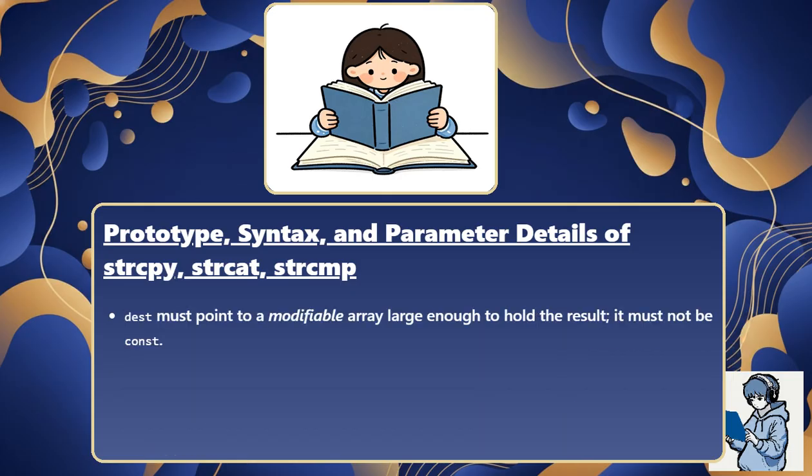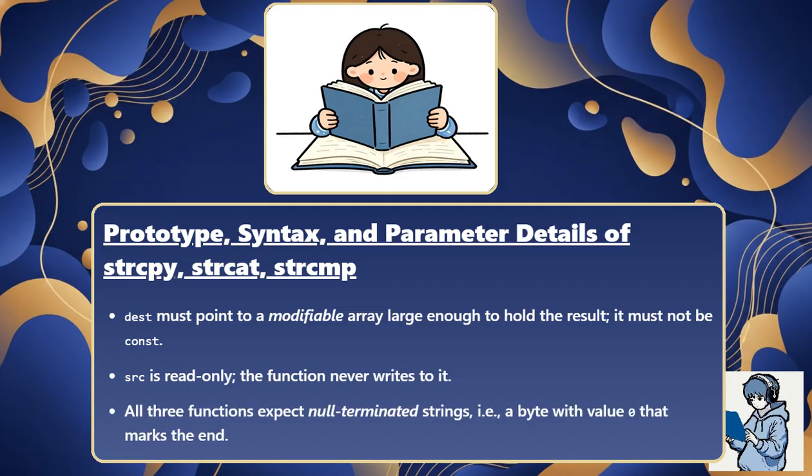dest must point to a modifiable array large enough to hold the result. It must not be constant. src is read only, the function never writes to it. All three functions expect null-terminated strings. That is a byte with value 0 that marks the end.